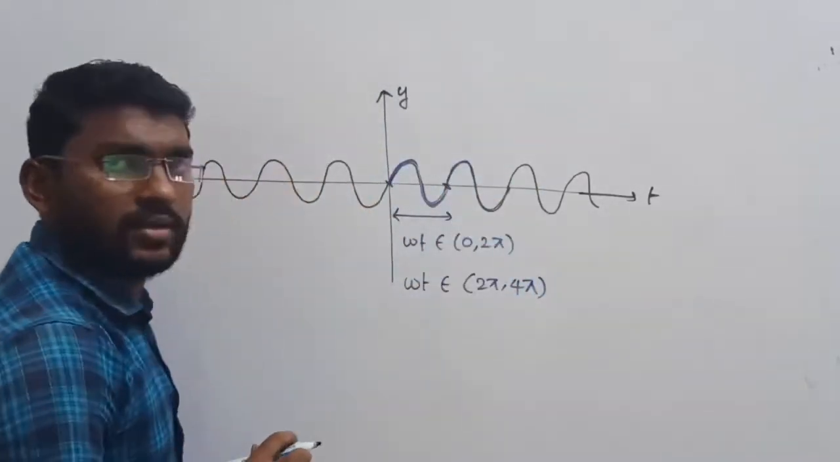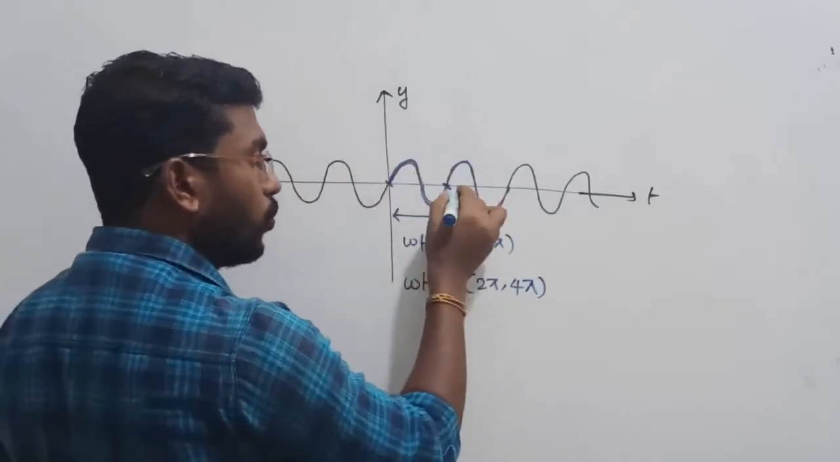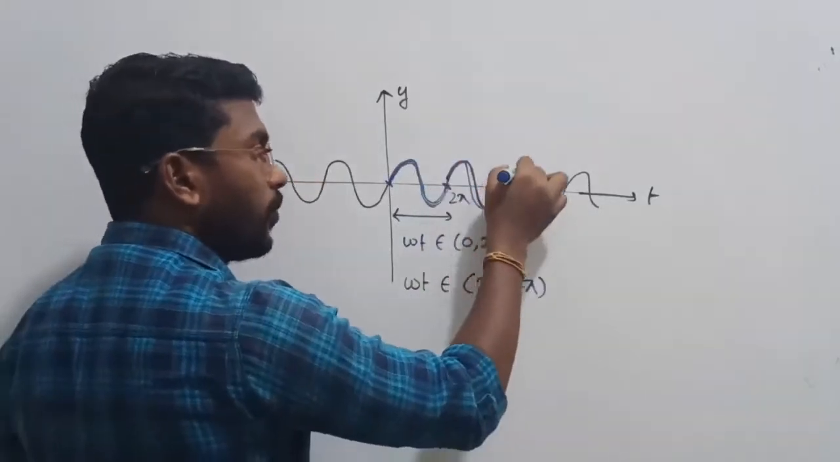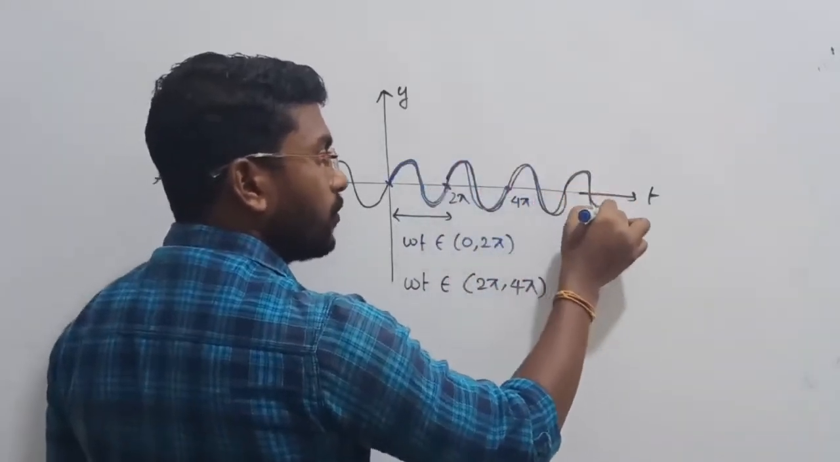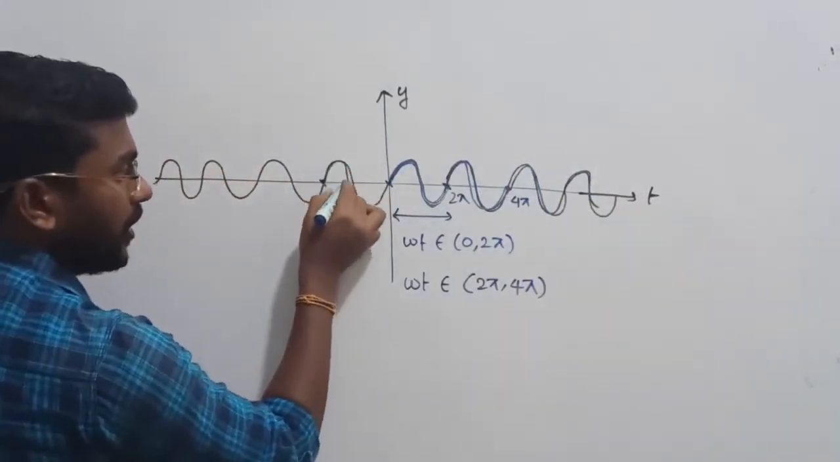Is there any change? No. From 0 to 2 pi and from 2 pi to 4 pi, we are getting the same property. Again, from 4 pi to 6 pi, we are getting the same property. From 6 pi to 8 pi, the same property. Again, from 0 to minus 2 pi, we are getting the same property.